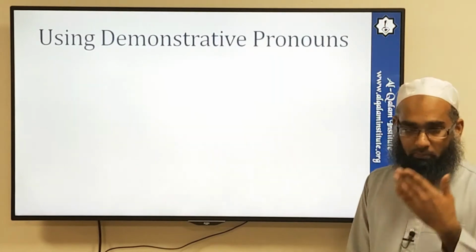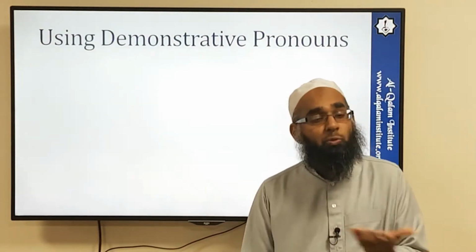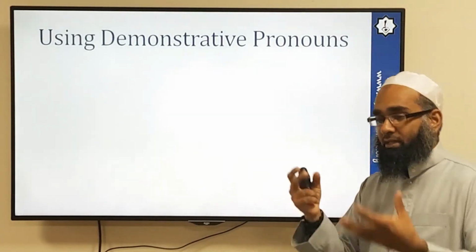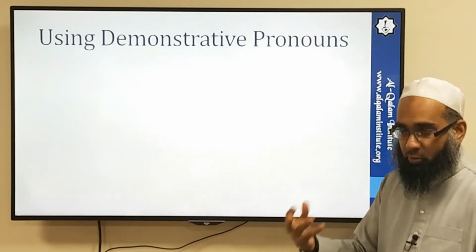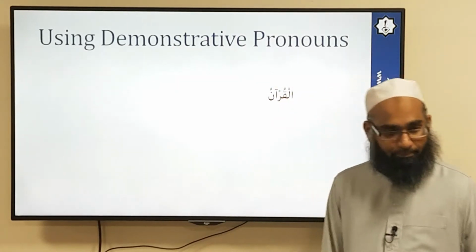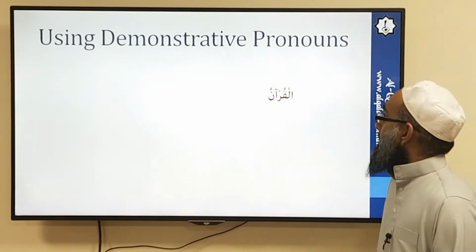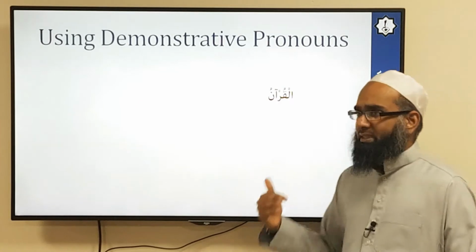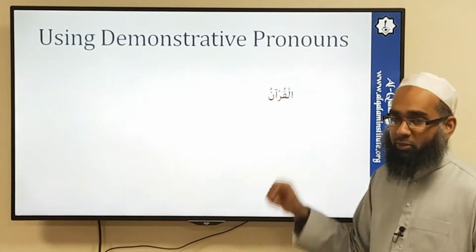Okay? Now, we have the demonstrative pronouns. But how do we use them? We understand the concept behind the singular, the dual, the close, the far, etc. But how is it actually used? So let's say, for example, we've got the word Al-Quran. So Quran means the Quran, here, for example. Now, to use this, we'll have to look for, let's say, we want to say this Quran.